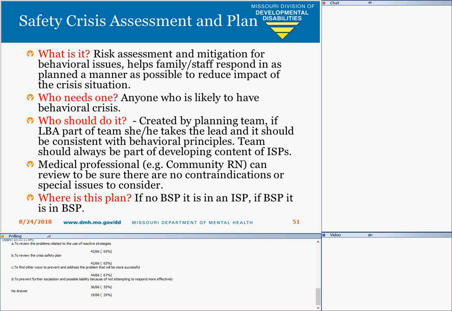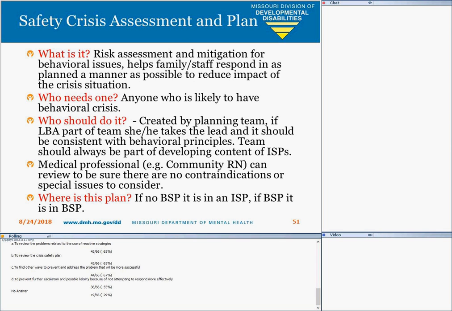So, the safety crisis plan, what is it? It's a risk assessment and mitigation plan for behavioral issues. It helps family and staff respond in a planned manner to reduce the possible impact of a crisis situation. We're really trying to figure out what's going to need to happen if we get into a crisis situation around behavioral issues: when to call, what to do to prevent or alleviate the situation, and what to do afterwards to keep things calm and de-escalate. So who needs a safety crisis plan?